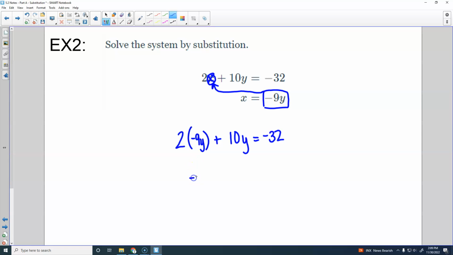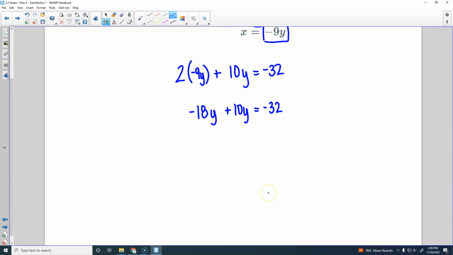Good. So I have negative 18y plus 10y equals negative 32. What would come next? Very good. What's that going to give us? Negative 8y equals negative 32. And last step, divide by that negative 8. What do we get for our y, Ian?